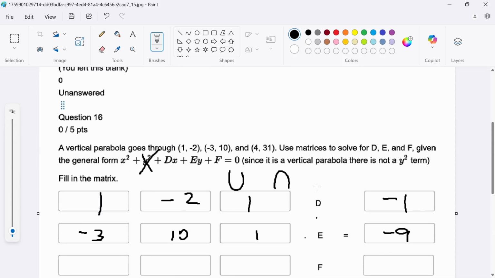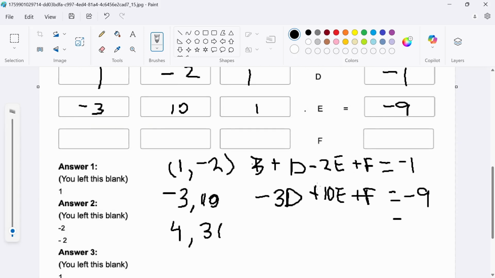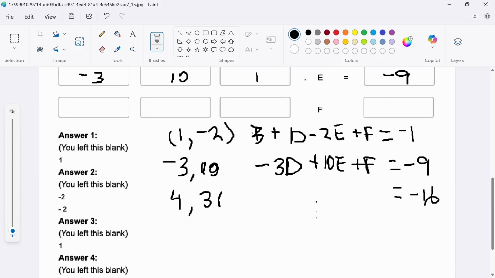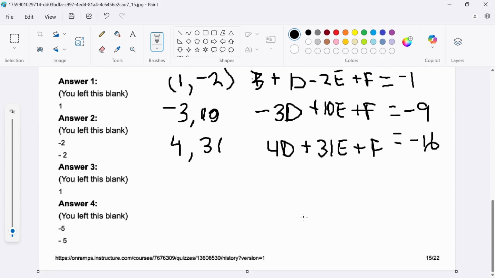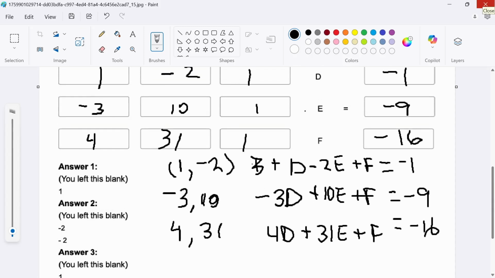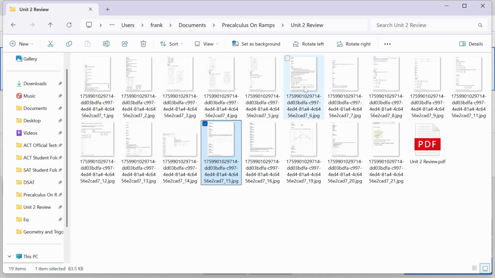And then the last one, 4 and 31, x squared is 16. I'll put minus 16. And then it's going to be dx, so 4d, ey, 31e, plus f, and that's the last row, 4, 31, 1, and negative 16. And that's it for this question. It doesn't actually ask for the solution, because they don't want you to have to solve it by hand. You could use a calculator very easily.